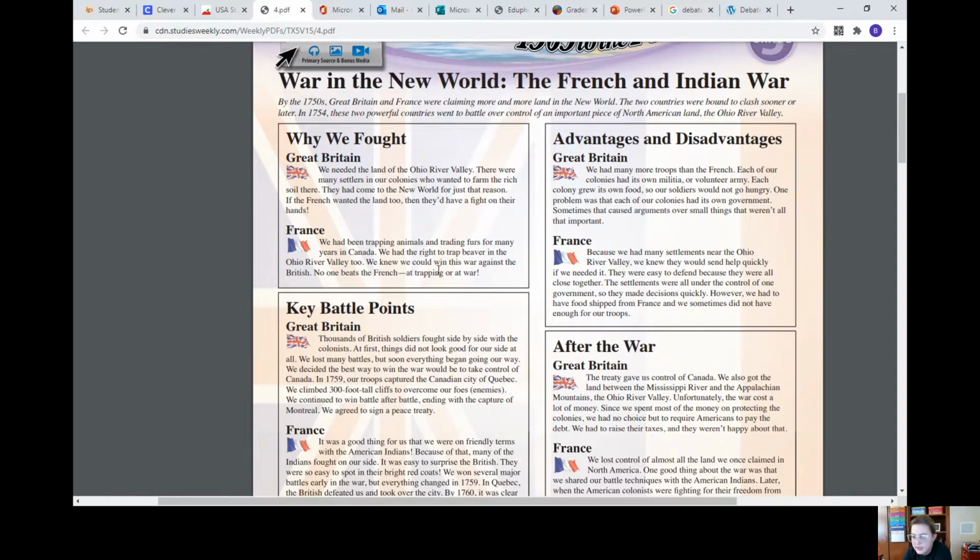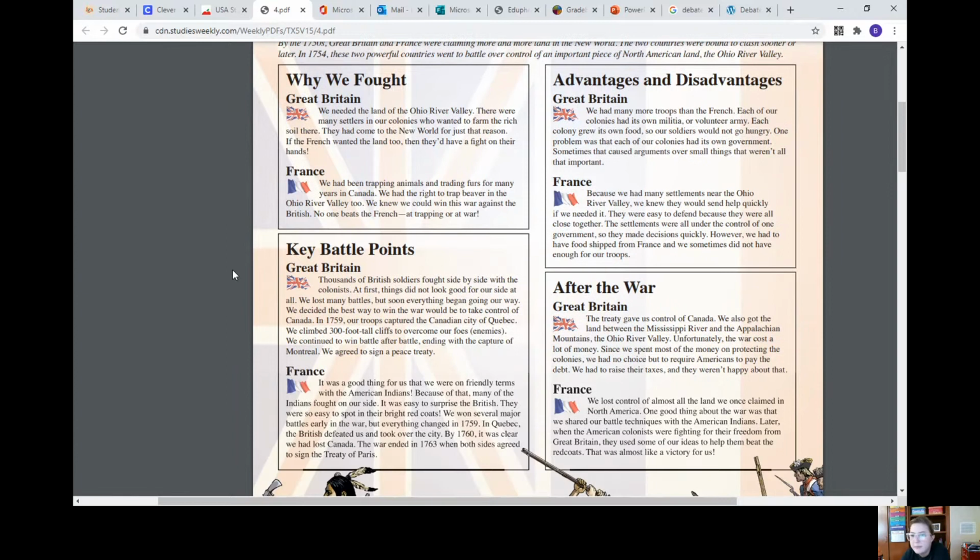Now, let's keep moving down on the left side. So the key battle points. Britain says that thousands of British soldiers fought side by side with the colonists at first. Things did not look good for our side at all. We lost many battles, but soon everything began going our way. We decided the best way to win the war would be to take control of Canada. In 1759, our troops captured the Canadian city of Quebec. We climbed 300-foot tall cliffs to overcome our foes. We continued to win battle after battle, ending with the capture of Montreal. We agreed to sign a peace treaty. Okay, so that's their key points.